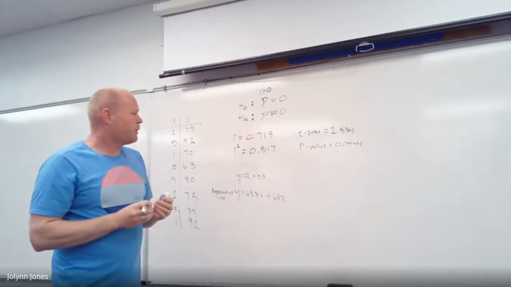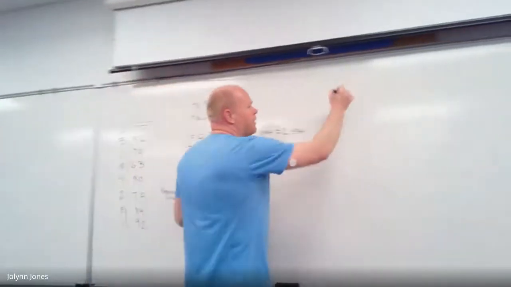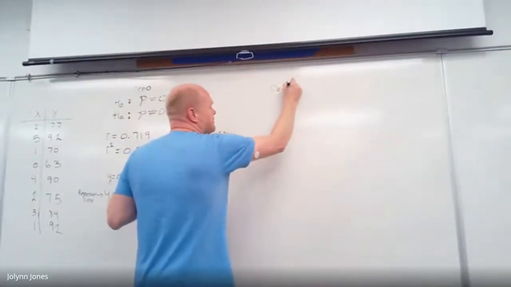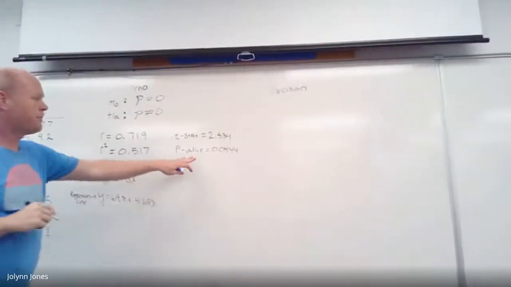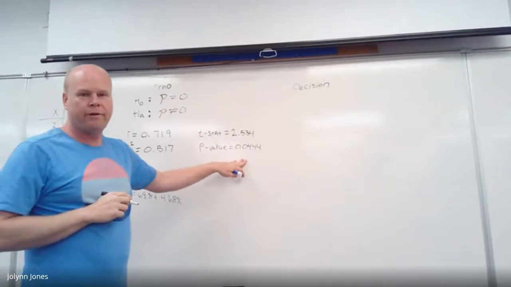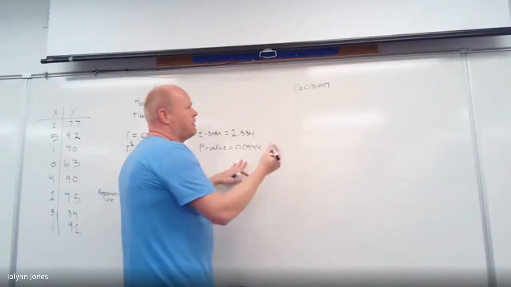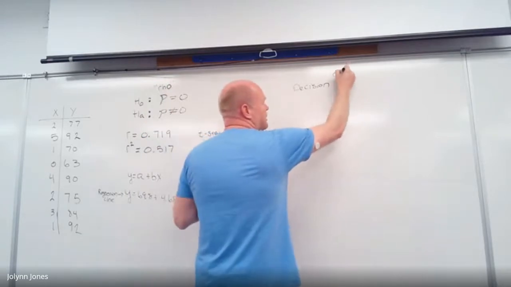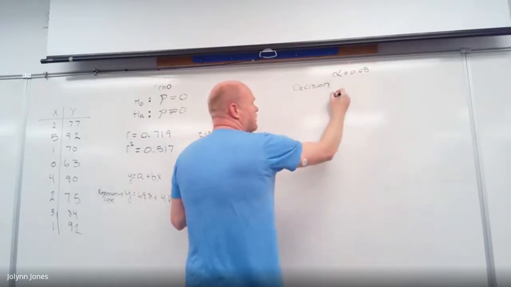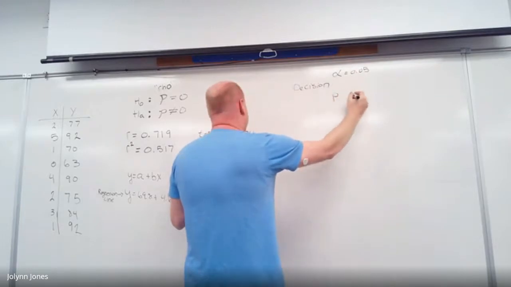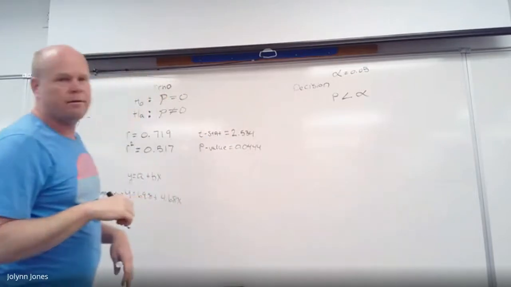First, we're going to make a decision about our null hypothesis. Our decision is going to be based on our p-value. Remember, we're talking about alpha as it relates to p. In this case, we don't have an alpha. It wasn't given, so if it's not given, we use 0.05. So in this case, we have p is less than alpha. What's our decision going to be if p is less than alpha?